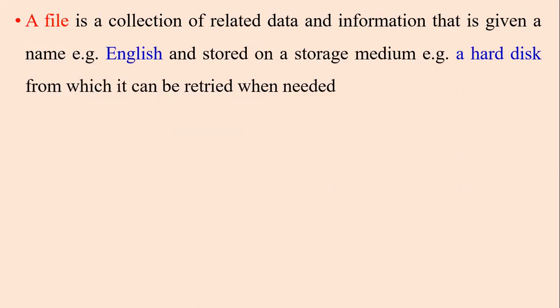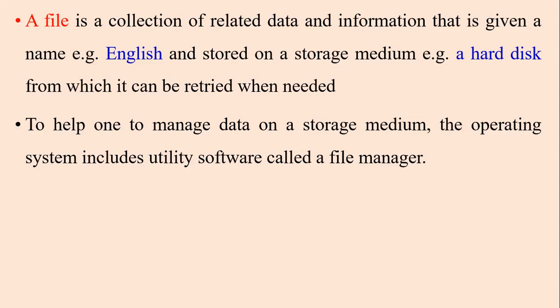When we talk about a file, I am referring to a collection of related data and information that is given a single name. For example, if you have typed some information concerning a subject called English, then you can save or create a file with that content, and then you give it the name English. And then you store this file on a certain storage medium, for example, the hard disk. And therefore, that's where we define a file as a collection of related data and information that is given a name and stored on a storage medium from which it can be retrieved when needed. And this storage medium can be, for example, a hard disk and other types of storage media.